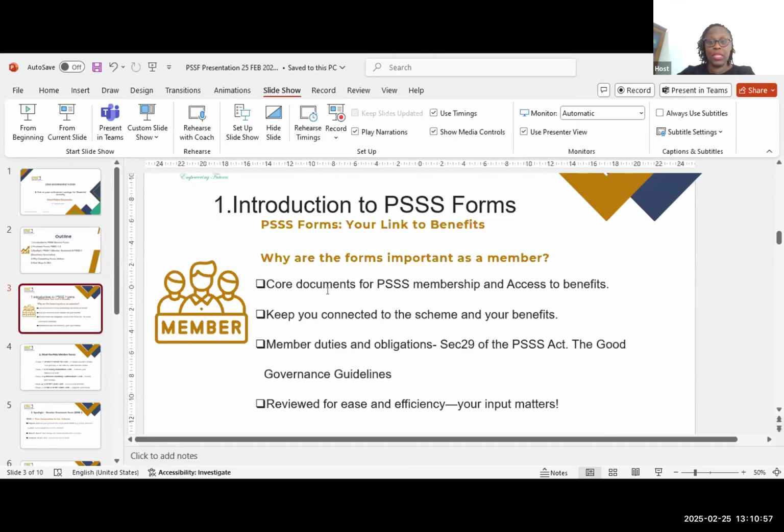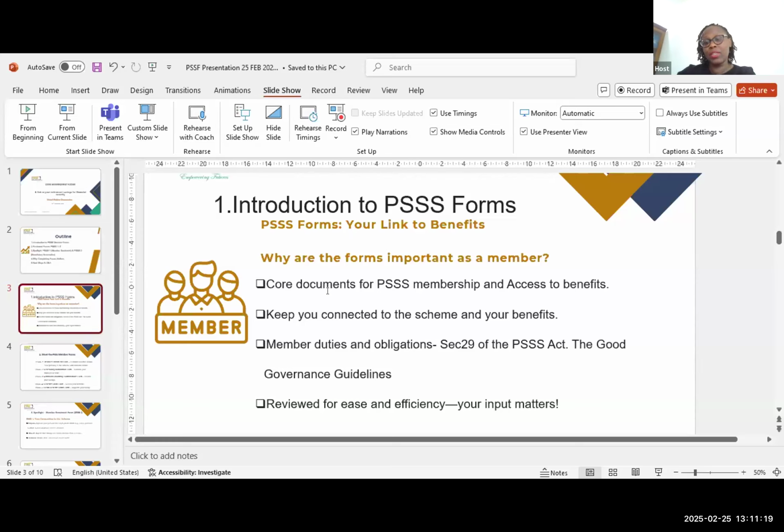They keep you connected to the scheme. We need to communicate with you about what is going on in the scheme. What are the new things that we are doing? We have a newsletter out. We have declared interest to the members. We want to connect with you, and the only way to do this is if we get your records. We get your phone number, we get your email. We are able, at the touch of a button, to communicate this information to you.